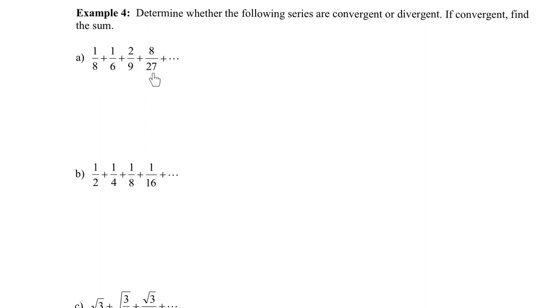To find r for this series, I just need to take any one of these terms and divide it by the previous term. So I'm just going to take these first two. I'm going to take 1/6 divided by 1/8. Of course, that's the same as 1/6 times 8 over 1, which is 8 over 6, or 4 over 3. So r is basically 4 over 3.